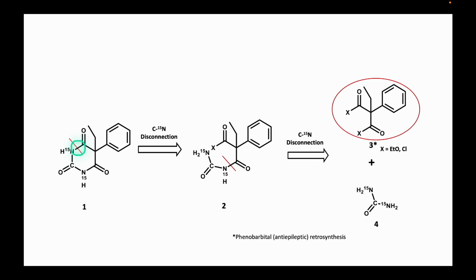With this idea, a carbon-nitrogen disconnection, based on a retroamidation, opens the cycle and gives rise to the first precursor, where X can be an ethoxy group, chlorine, or another leaving group. A second carbon-nitrogen disconnection generates the malonic acid derivative 3, whose retrosynthesis was already presented in a previous video, and the urea labeled with nitrogen-15.